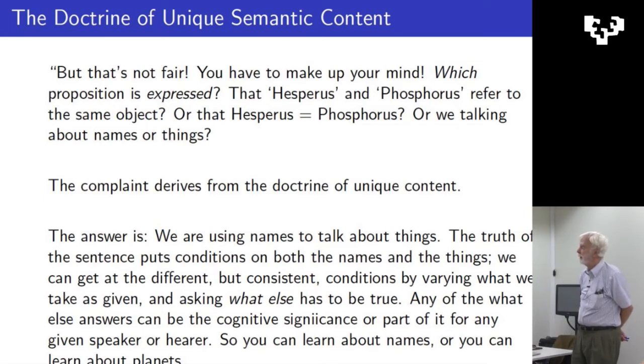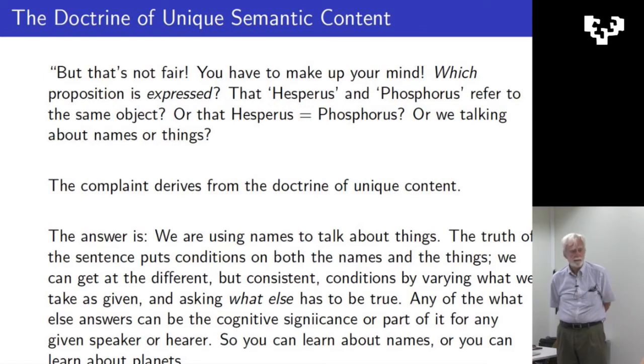Which proposition is expressed? Which thought is expressed, he would say? That the names Hesperus and Phosphorus co-refer, or that the object Hesperus is identical, one and the same, with the object Phosphorus? Are we talking about names or things? The complaint derives from the doctrine of unique content. And you might say, well, at this point, shouldn't he consider the arguments for the doctrine of unique content? Probably. But I can't think of any. I mean, it's a picture, not a doctrine.